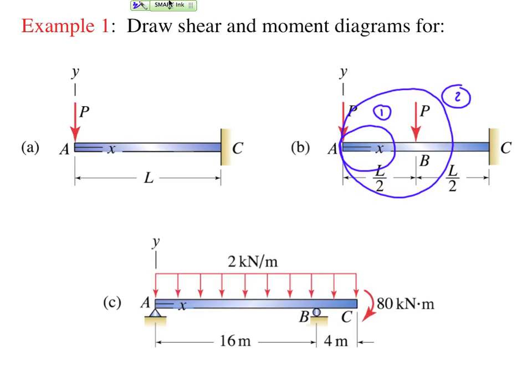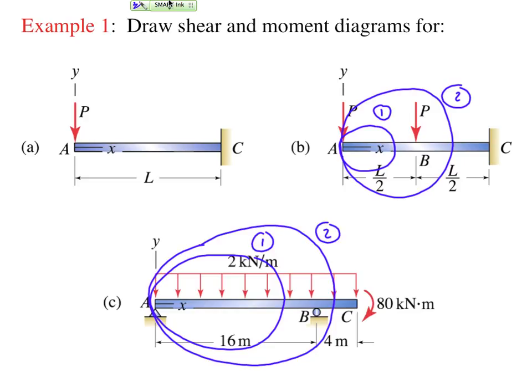In example 1c, we have a uniform distributed load across the beam, but a roller support at B before we get to the end of the beam. The sudden appearance of a discrete force requires an additional set of free body diagrams. It doesn't matter whether the discrete force comes from an external load, as in example 1b, or a support reaction, as in example 1c. Therefore, we'll also need two sets of free body diagrams for example 1c. One for x less than 16 meters, and one for x greater than 16 meters.